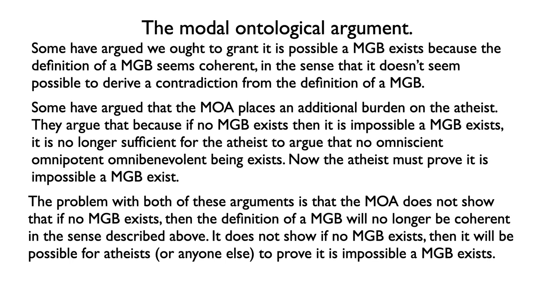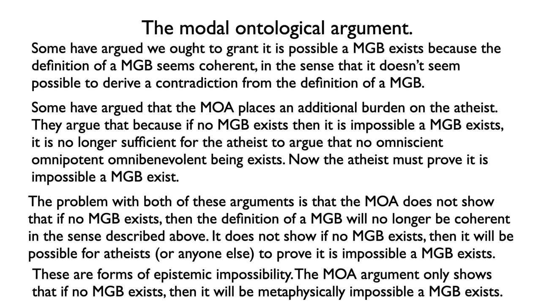Okay, so the problem with both of these arguments is that the modal ontological argument does not show that if no maximally great being exists, then the definition of a maximally great being will no longer be coherent in the sense described above. It does not show that if no maximally great being exists, then it will be possible for atheists, or anyone else for that matter, to prove it is impossible a maximally great being exists. These are forms of epistemic impossibility, of what can be proven to be false, of propositions where we can derive a contradiction by unwinding definitions and using logic alone.